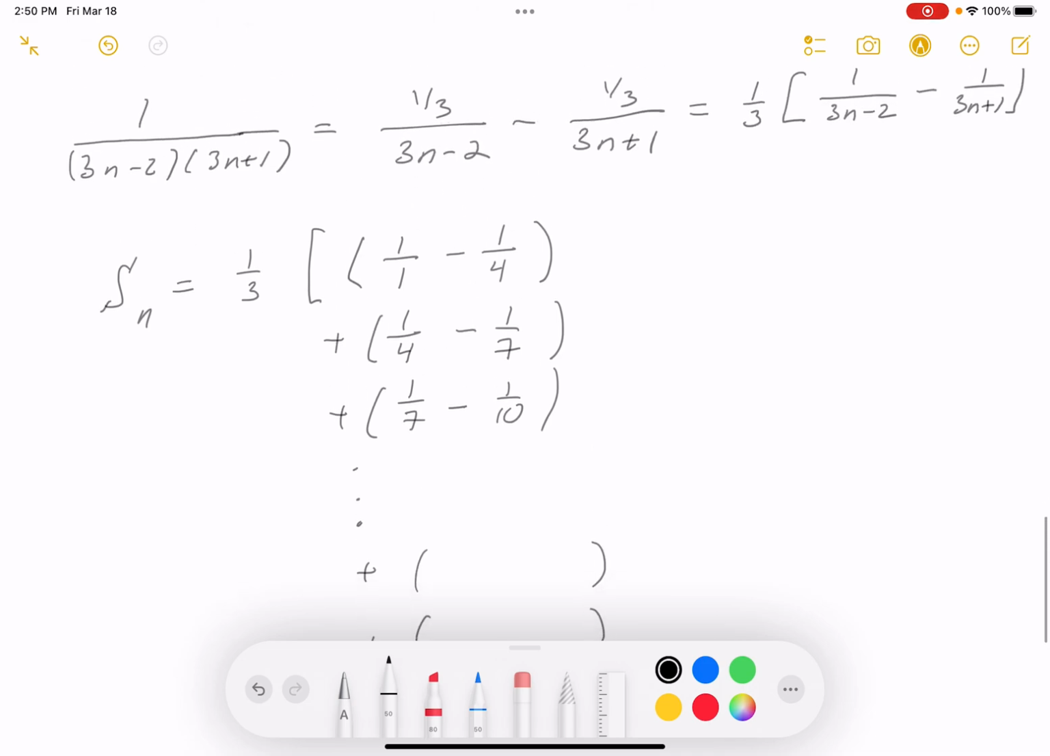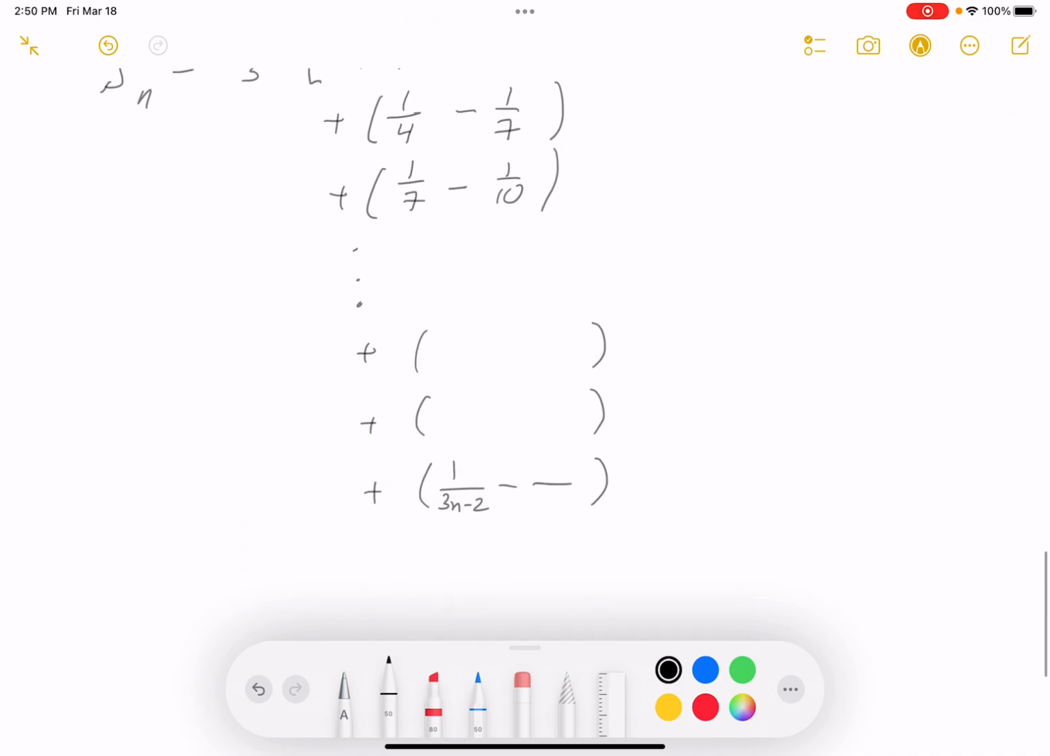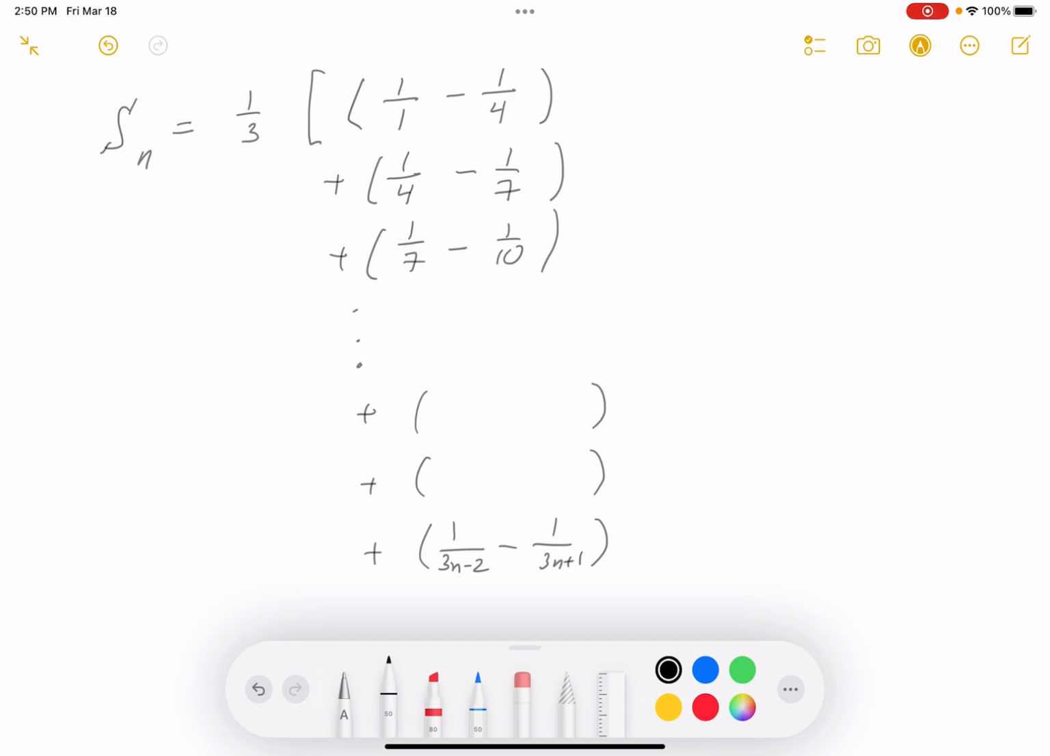Well, the last term would be 1 over 3n minus 2 minus 1 over 3n plus 1. Now, instead of going up by 3, I'll go down by 3. So what would this be over here? 1 over, I'm going down by 3, so minus 5. 1 over 3n minus 8, minus, minus. I'm going to go down by 3 on that one as well, the bottom, by the way. 3n minus 2, and 1 over 3n minus 5.